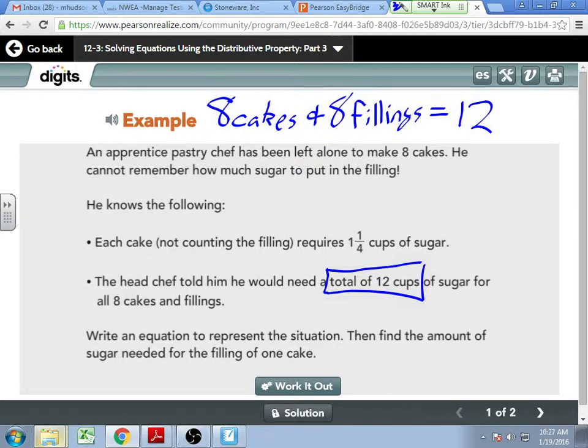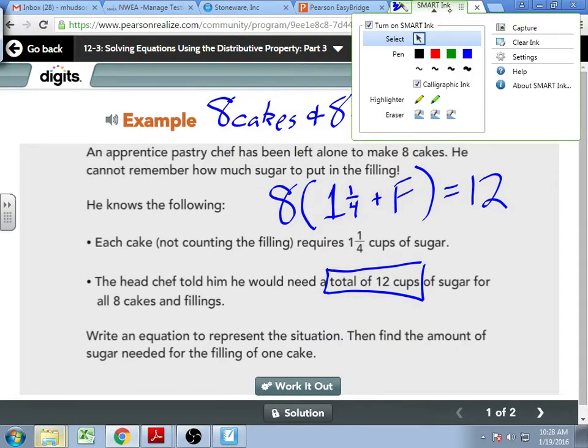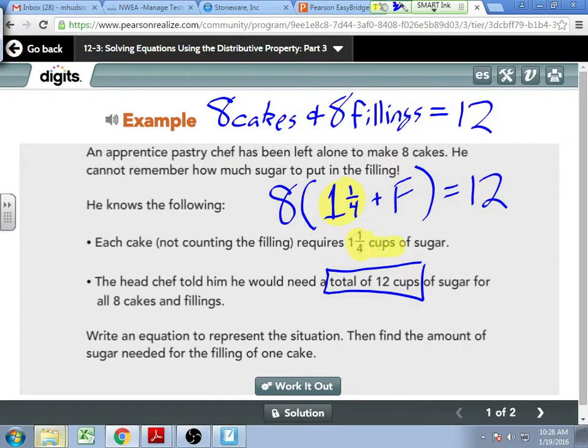Okay, well, I had something else, but now I'm thinking of a different one. It could be 8, and then in parentheses, 1 1/4 plus F. Now, why did you choose that? What are you really representing here? Because you're saying 8 times a quantity, right? How did you decide on the 1 1/4 plus F? Because 1 1/4 is how much sugar is in every cake, and F is how much sugar is in the filling.